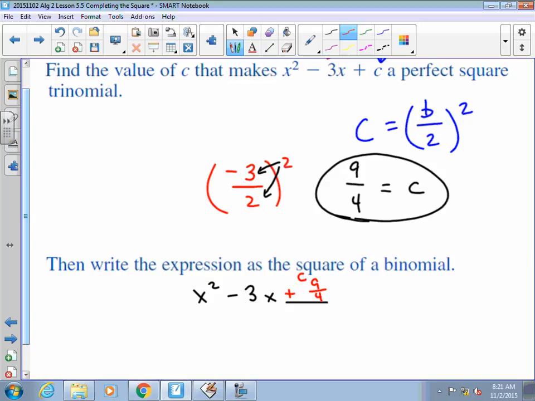So again, I know this is new stuff. This is a perfect trinomial right here. So you could take the square root of x squared, x, and the square root, as bad looking of a number as that is, 9 over 4, it's two perfect squares. So the square root of 9 over 4 looks like this. Remember, the square root of 9 over the square root of 4, which is 3 over 2.